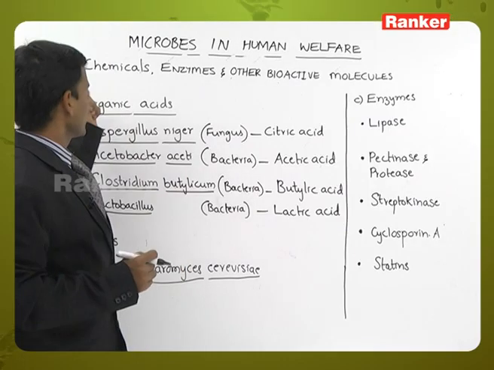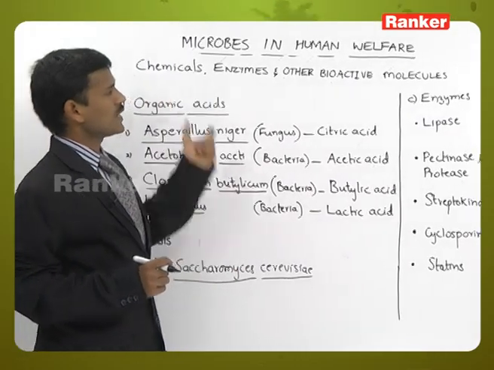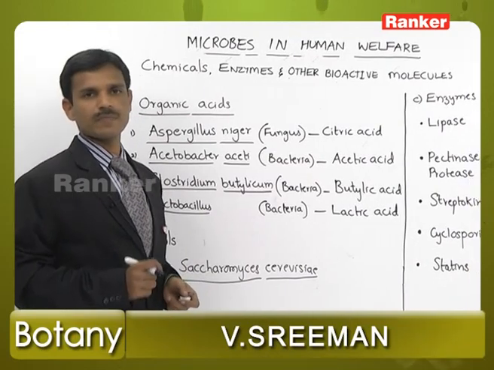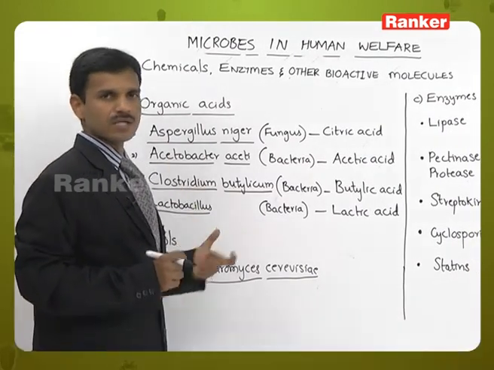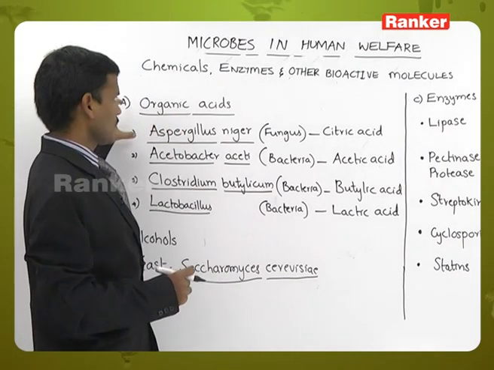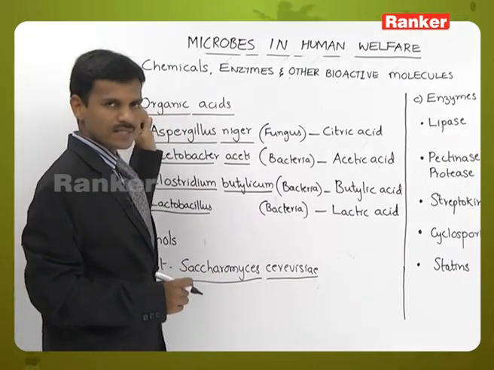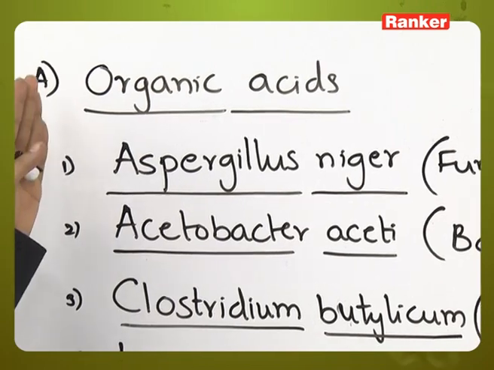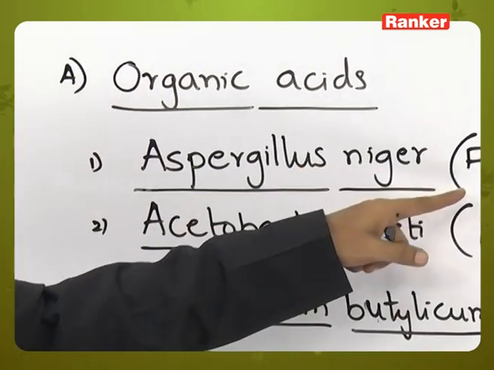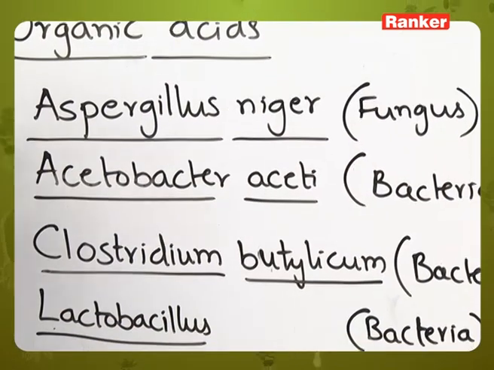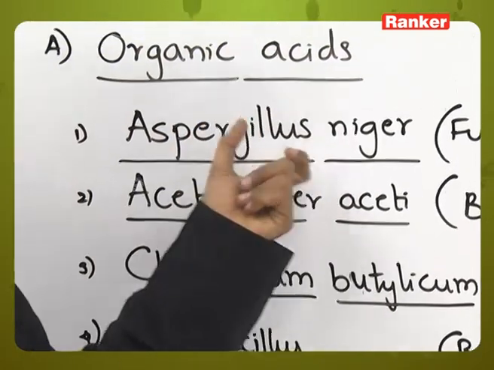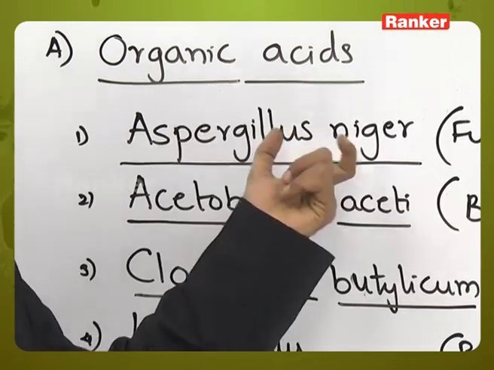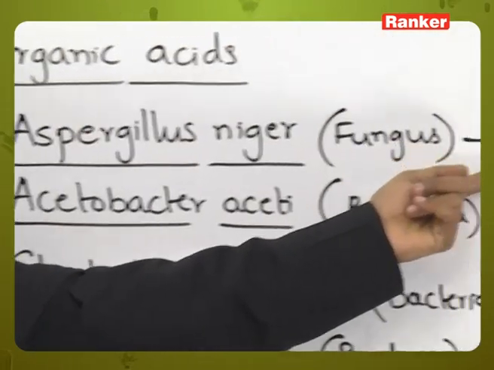Next topic: chemicals, enzymes and other bioactive molecules produced by different bacteria and fungal members. So, these are some chemicals or organic acids. These organic acids are produced by different fungal members and bacteria. First one, Aspergillus niger. It is a fungus. This fungus is producing citric acid.